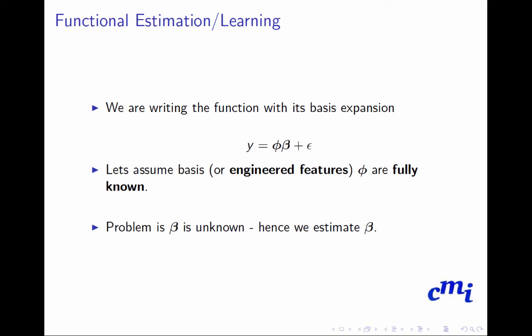This is also known as functional estimation or functional learning. We are writing the functions with their basis expansion, y equal to phi beta, and let's assume the basis, the engineered features phi, are fully known. The problem boils down to beta being unknown, and hence how to estimate beta.